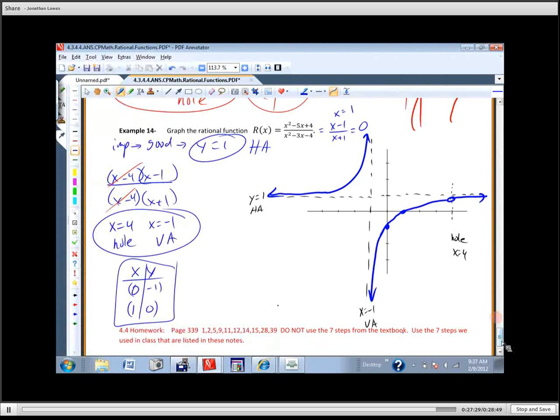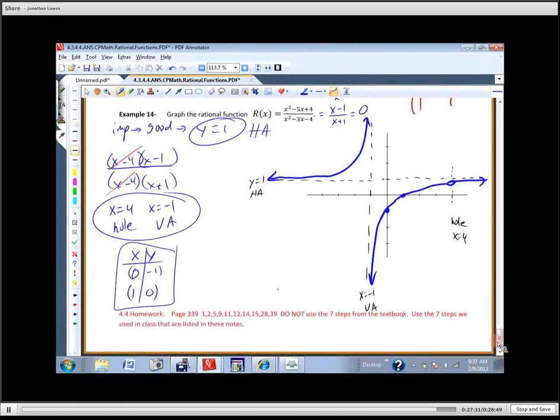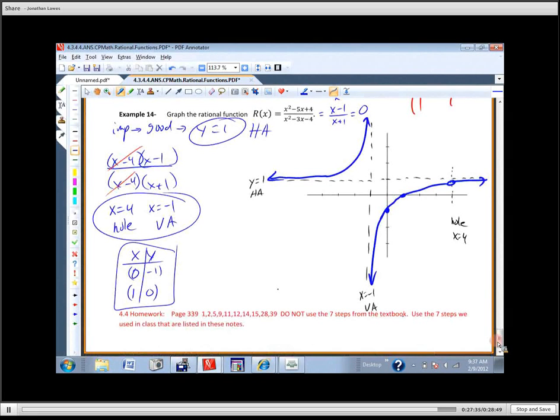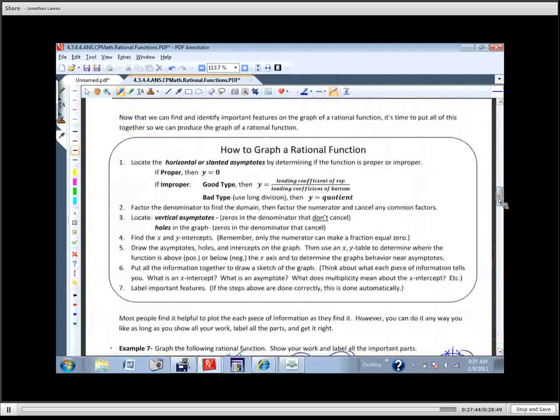Okay, let's see. So on 4.4, if you look at the instructions, it says use steps 1 through 7. That's the stuff we've been talking about. If you need to refer to that, it's in your notes. It's right there. Those are the steps we've been going through. If you do those, then you're just fine. What's that? Exact same thing.